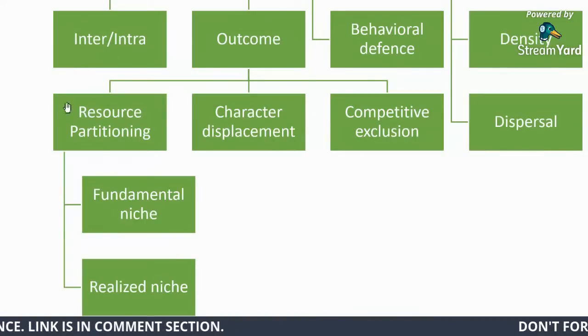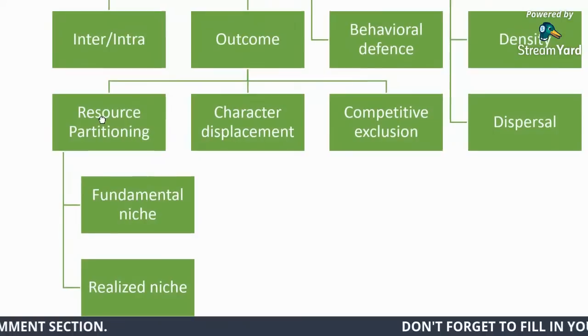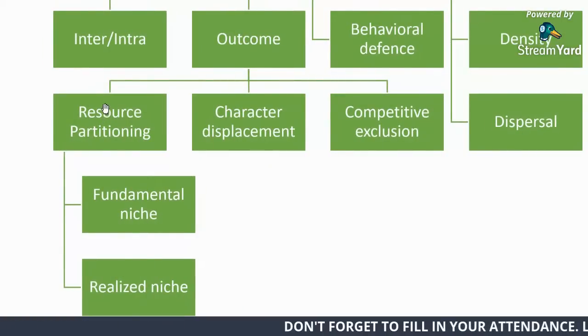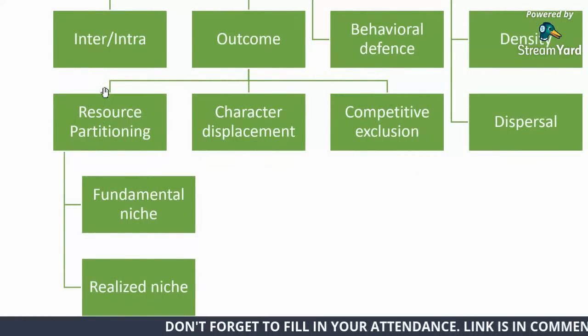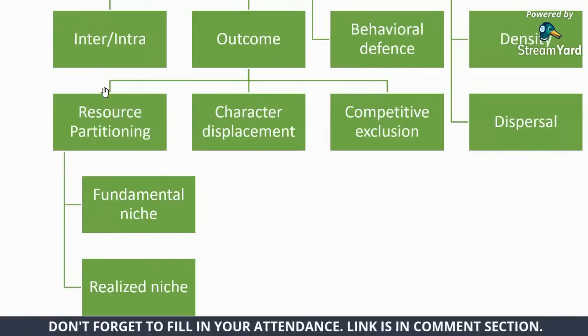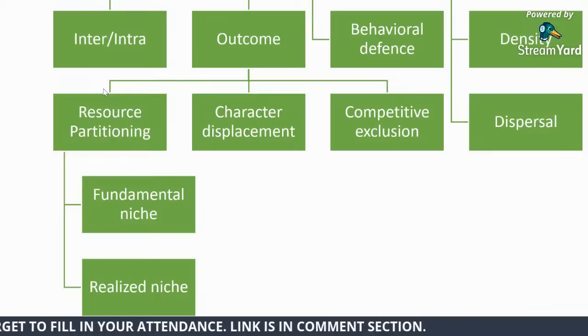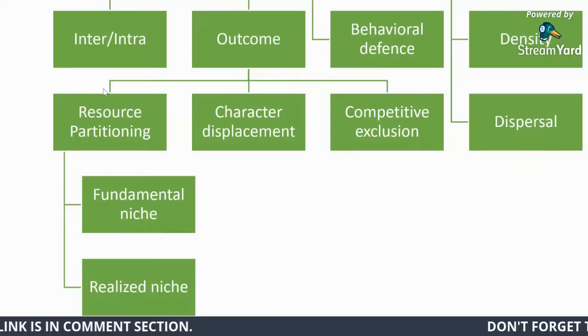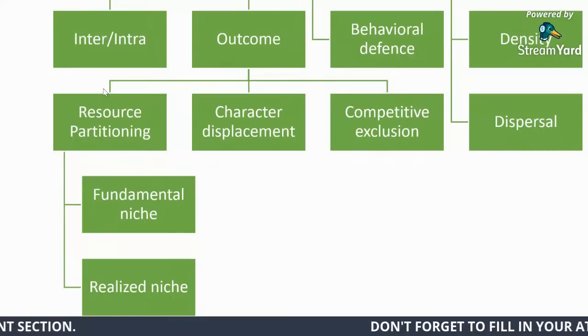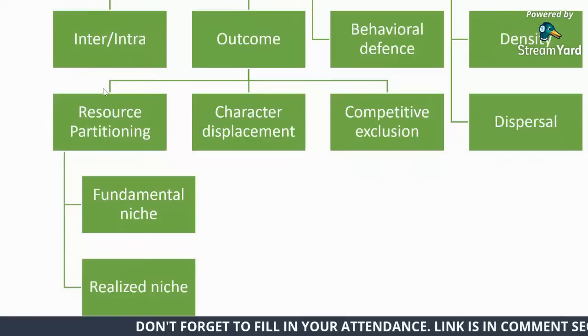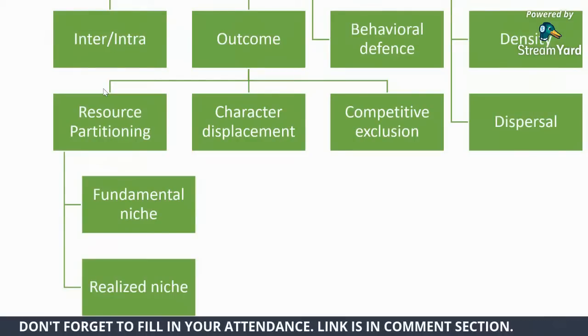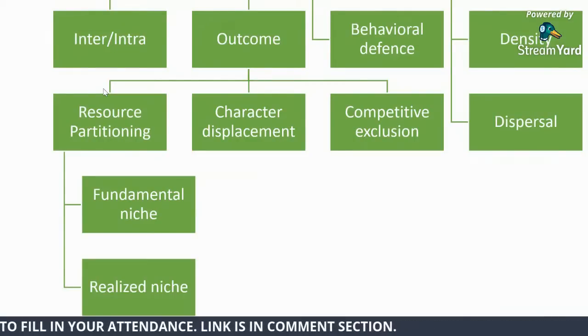So I think for resource partitioning, contoh yang diberi dalam kuliah adalah the 7 lizard species that live on the same location, tapi dia duduk dekat different niche area. Okay, ada satu yang duduk dekat shaded area, satu lagi duduk dekat exposed area, ada yang duduk dekat fence macam tu. Right, so that is resource partitioning.